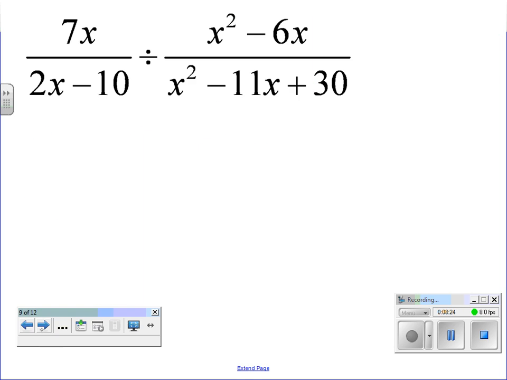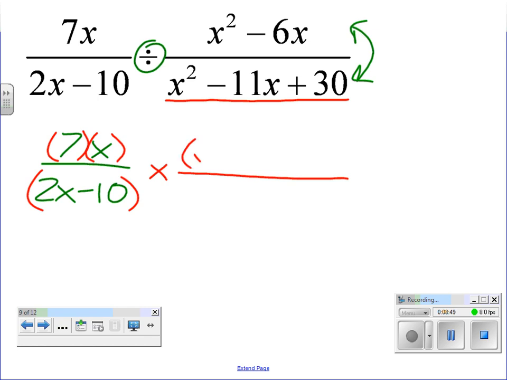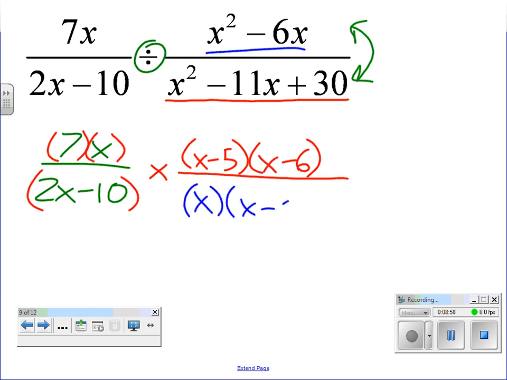Okay? The last example here I'm going to show you is what do we do with the division problem. Well, what you want to do is flip the numerator and denominator in the back half of the problem. So we're going to have 7 times x, and then 2x minus 10. And again, nothing could be simplified there. So I'm going to show that in parentheses. That's a factor, and then times. I'm going to do the bottom part first. So that's going to be x minus 5, x minus 6, and then I'm going to do the numerator now in the denominator. So that's going to be simply x, and then x minus 6.